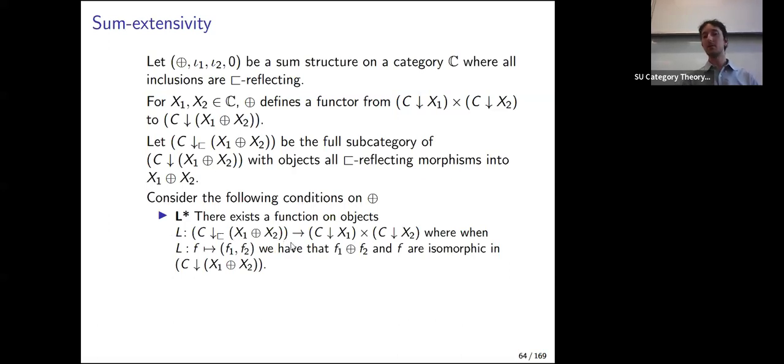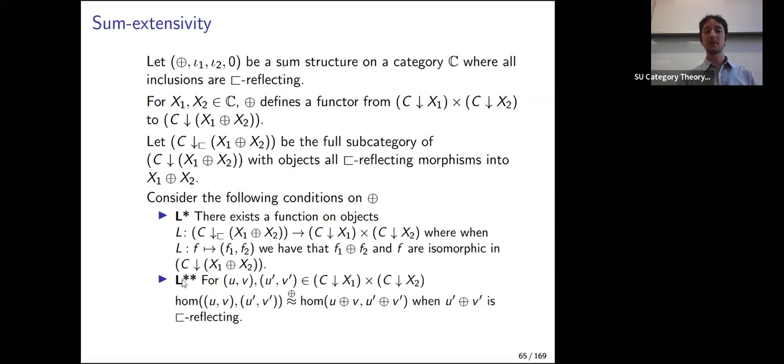Okay, so all this says really is that if I have any C-reflecting f coming into my sum, then I need to be able to find some f1 going into x1 and f2 going into x2, such that their sum is isomorphic to my f. So I just need to be able to pick something such that the sum is isomorphic to any C-reflecting f. And this corresponds to essential surjectivity for C-reflecting morphisms. So we require essential surjectivity for C-reflecting morphisms.